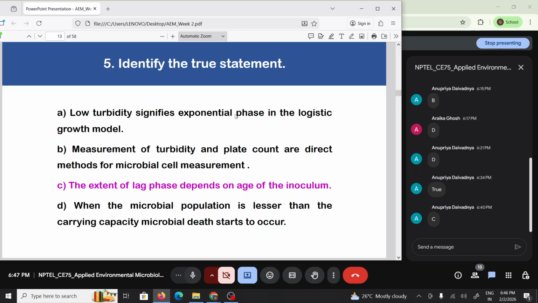The effect of the inoculum: if the inoculum age is more, then the extent to which it can adapt will be lesser. So it can't adapt very rapidly to a new environment. So when we use the aged inoculum, the lag phase is going to be prolonged. Whereas when we use an inoculum which is way younger, the lag phase is going to be shortened. So there is a correlation between the extent of lag phase and the age of the inoculum that we are using.